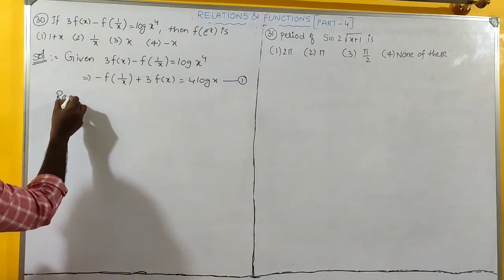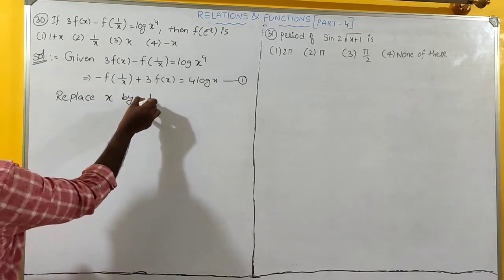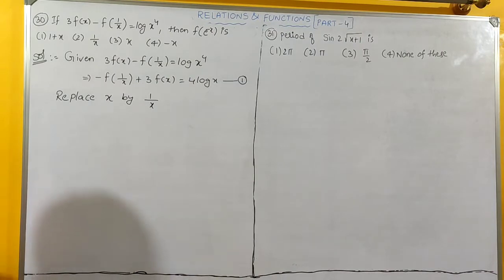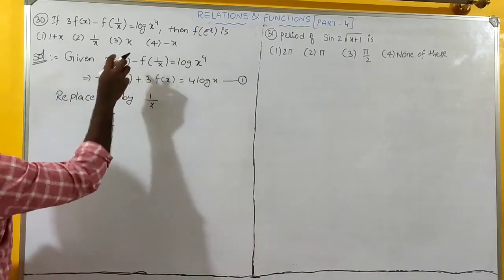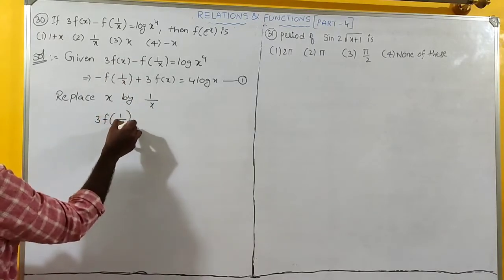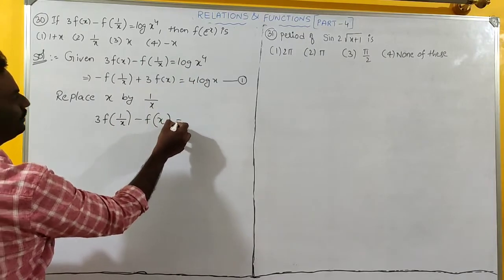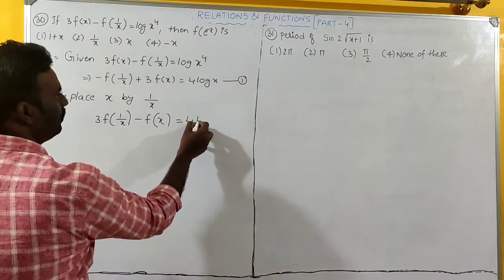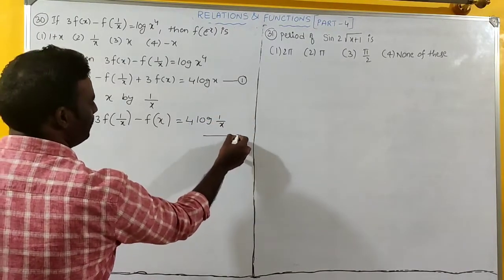Replace x by 1 by x. Now what will you get? 3 into f of, in place of x I am taking 1 by x. In place of 1 by x I will take x. That equals 4 log, in place of x I am taking 1 by x. This is equation 2.